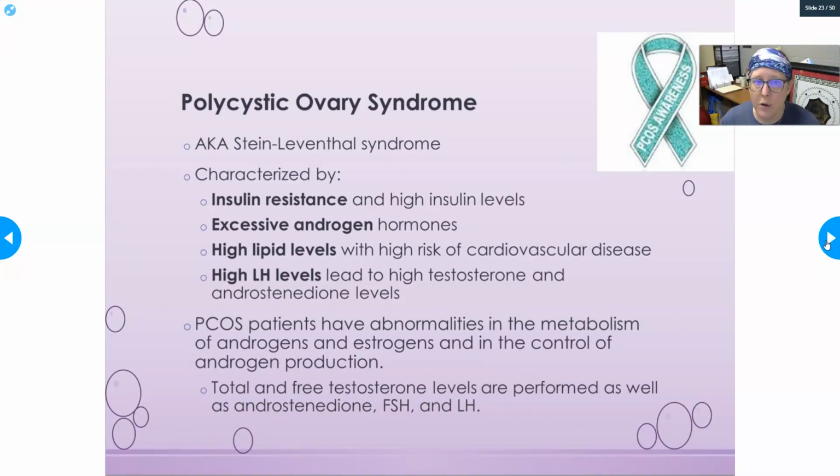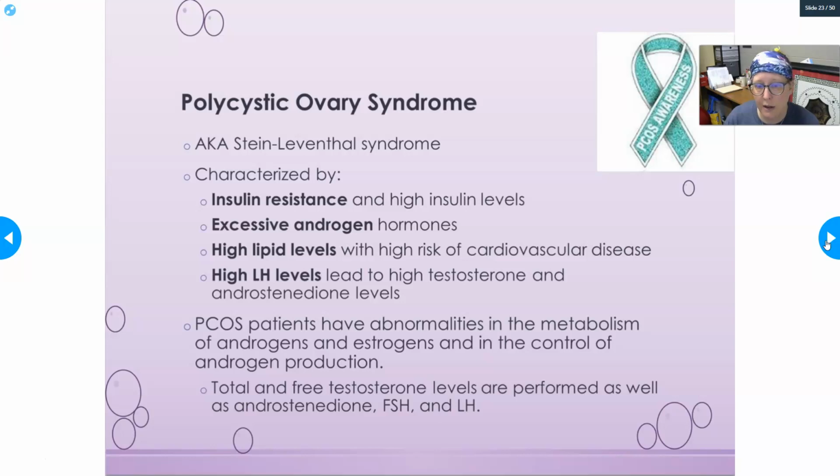Polycystic ovarian syndrome, also known as Stein-Leventhal syndrome. This is characterized by insulin resistance and high insulin levels, again often associated with type 2 diabetes, and excessive androgen hormones, so then they will have the hirsutism that we just talked about, possibly facial hair. They can even have male pattern baldness. There will be high lipid levels with a high risk of cardiovascular disease, and high LH levels, which lead to high testosterone and androstenedione levels. You can even sometimes have a deepening of the voice. So that leads to some male pattern things going on.